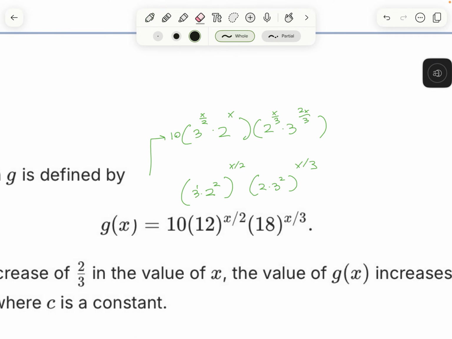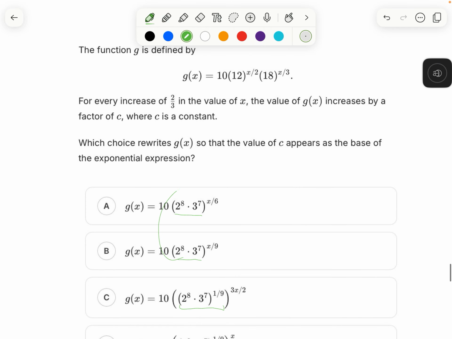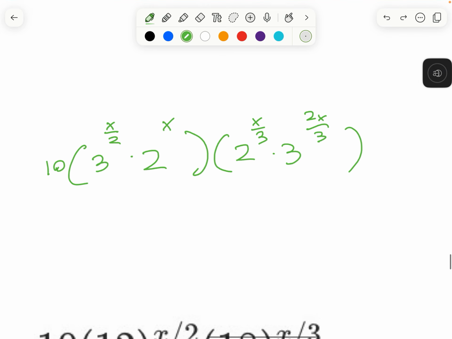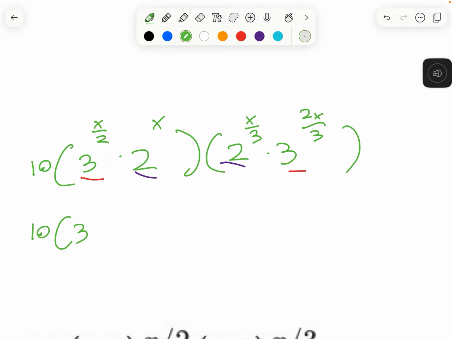I'm just going to clean things up as we go so it doesn't get messy. But now we have that. Again, we're trying to get everything in terms of 2 and 3, one single 2 and 3 exponential base. So you'll notice that here you have 3 and 3, and you have a 2 and 2. If you have exponentials with the same base, you can add the exponents together. So you have 10, 3 to the x over 2 plus 2x over 3, times 2 to the x plus x over 3.